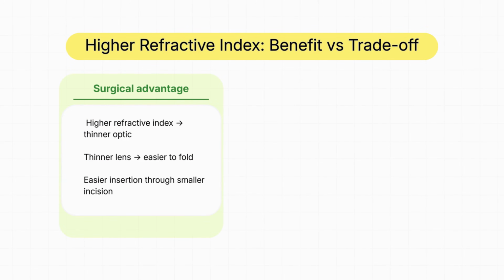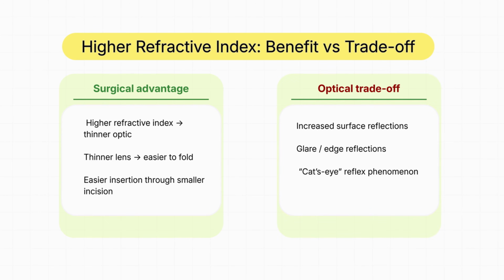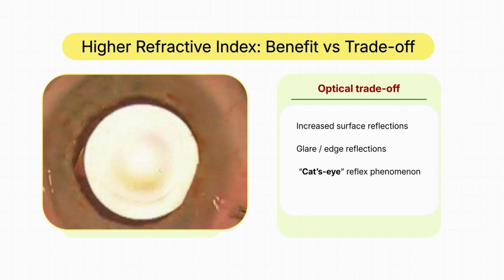Clinically, this means thinner optics, easier folding of that optic, a smaller incision to insert that IOL, and better wound stability because of the smaller incisions. However, a higher refractive index also increases some problems: external reflections, edge glare, and dysphotopsias. The external reflections that you see because of the higher refractive index are also known as the cat's eye effect. So again, it's a trade-off.